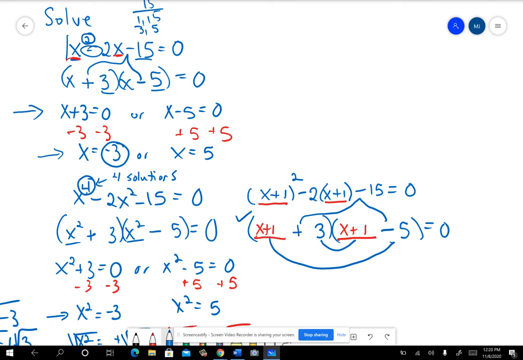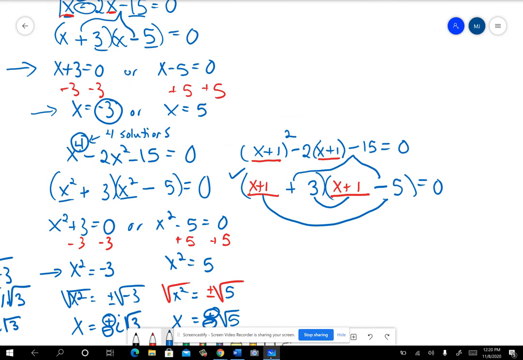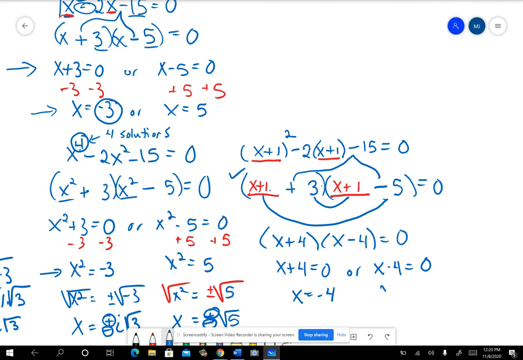Okay. So what you can do at this point is say, well, you know what then? What I really have is x plus 4. See how I did the 1 plus 3? Over here, I could do the 1 minus 5 and get x minus 4. I could set those equal to 0. And I would get my 2 answers, one of them being x is negative 4 and one of them being x is 4. So here's my 2 answers.